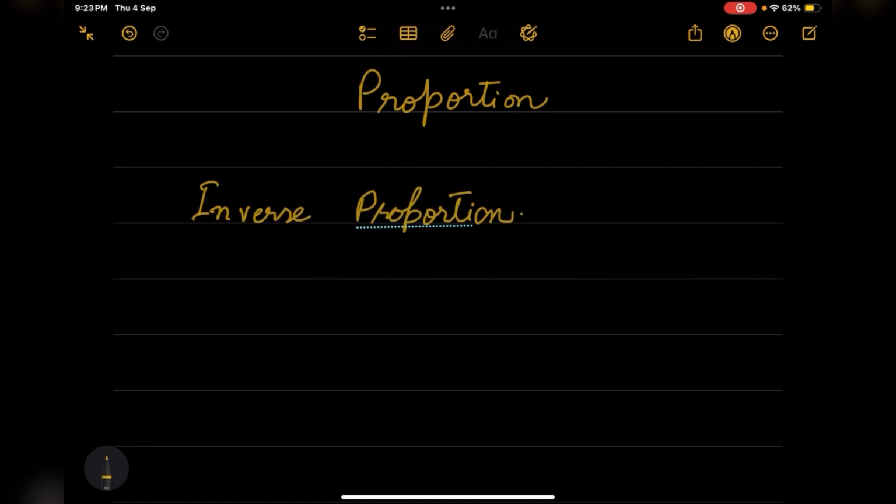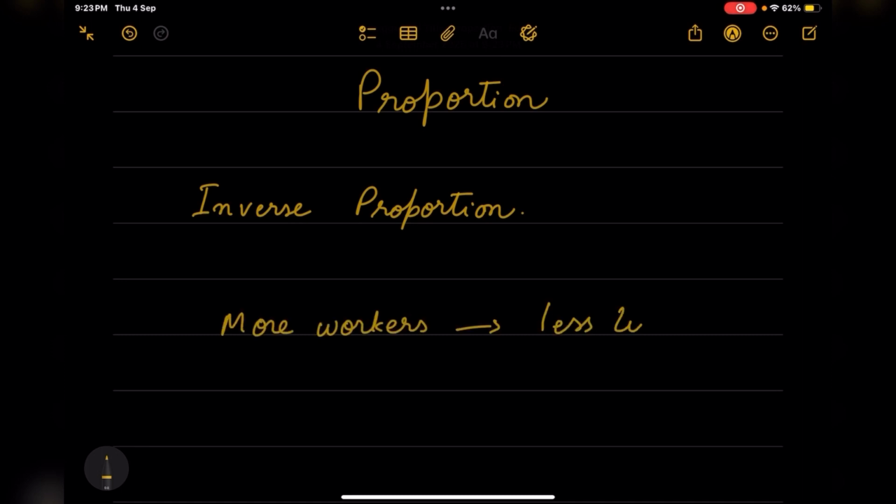Now inverse proportion. Two quantities are in inverse proportion if when one increases, the other decreases in the same ratio. For example, more workers, less time to finish the work.